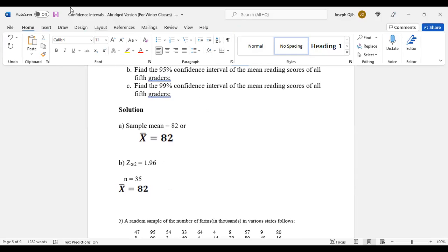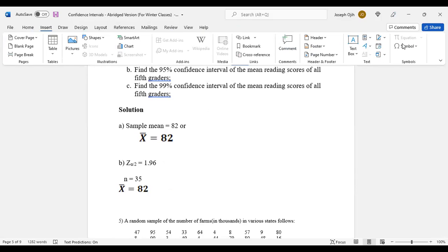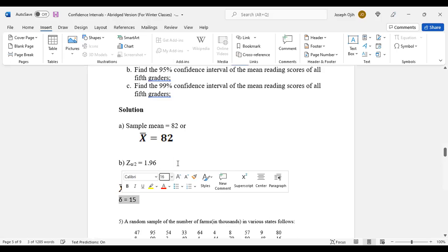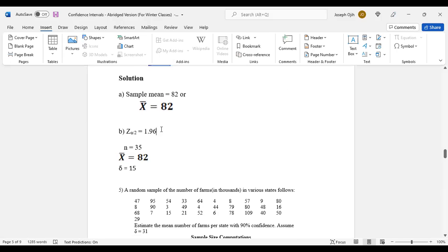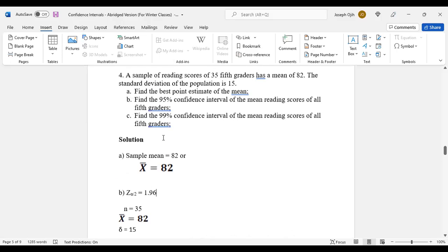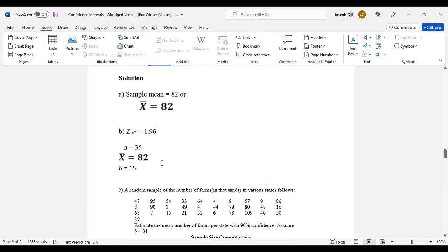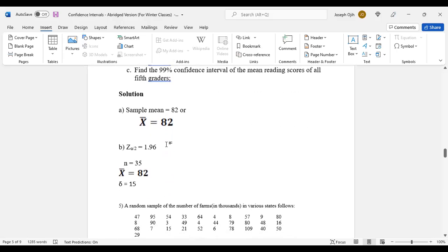So I got my standard deviation formula right here of 15. Okay, so we have our critical value, sample size, sample mean, standard deviation. Then it says, find the 95% confidence interval. So we have everything we need, so we can now get our error margin.